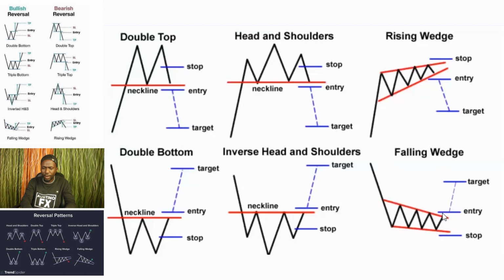So make sure you wait for the candlestick to close above the upper trend line to confirm the breakout before you place your buy trade, and your stop loss must be below the support level, that is below the lower trend line, and your take profit must be at the previous resistance level. So this is how you trade the reversal chart patterns.